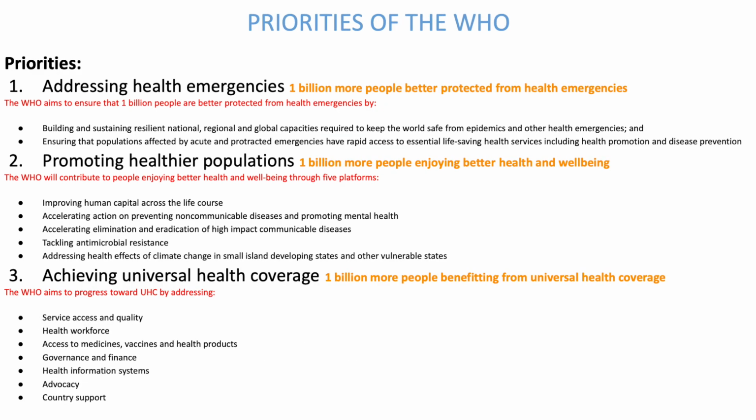Priorities of the WHO. The WHO is the World Health Organization whose primary role is to direct international health within the United Nations system and to lead partners in global health responses. The priorities include addressing health emergencies, that is, ensuring 1 billion more people are better protected from health emergencies, promoting healthier populations, that is, 1 billion more people are enjoying better health and well-being, and achieving universal health coverage, that is, 1 billion more people benefiting from universal health coverage.